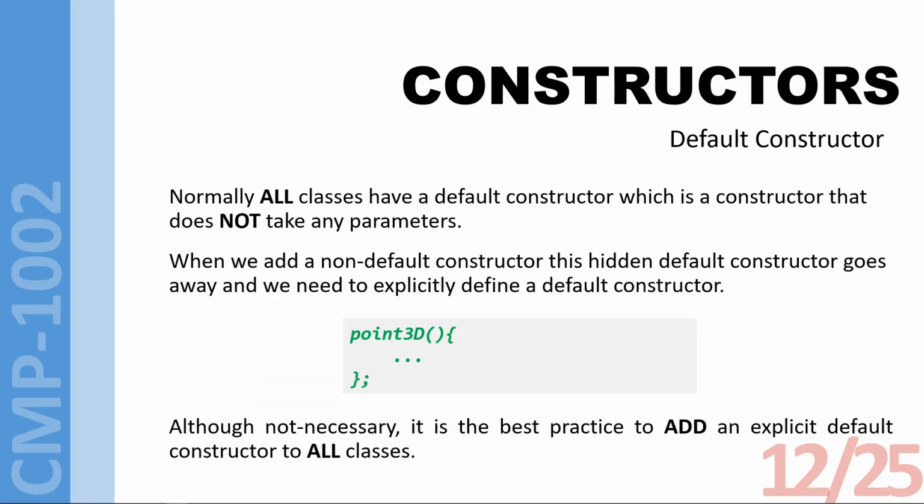Normally, all classes have a default constructor, which is a constructor that does not take any parameters at all. The moment we add a non-default constructor, like the one that we added to the point3d class, having a couple of double values and then just putting them into their correct places, this hidden default constructor simply goes away. And if we still want to have a constructor that doesn't take any parameters at all, now we have to explicitly define a default constructor. Although not necessary, it is generally best practice to add an explicit default constructor to all classes that you make.